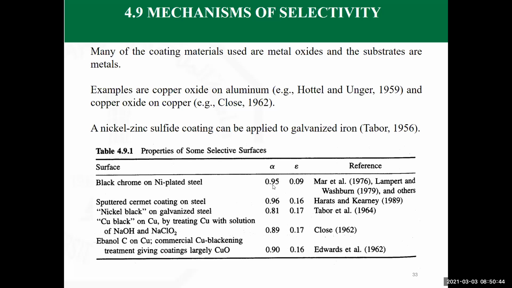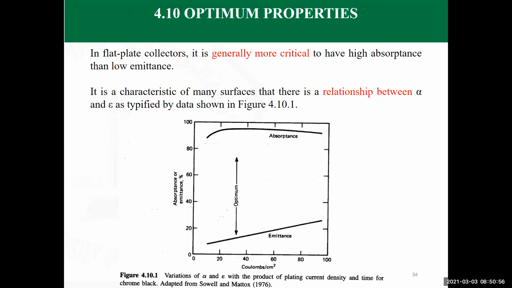You can see here they are all characterized by having a high value of alpha for short wavelength radiation and quite a small value of epsilon for long wavelength radiation. So the properties become optimum as the value of the absorptance increases and the value of the emittance decreases.